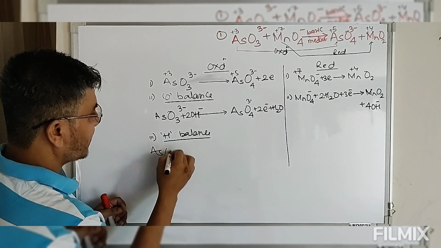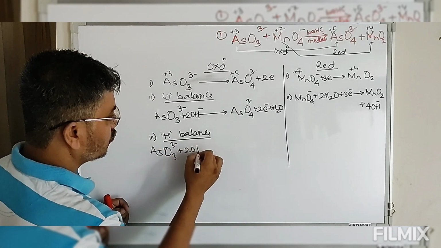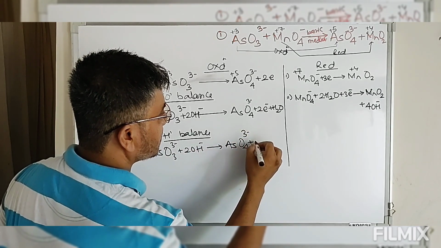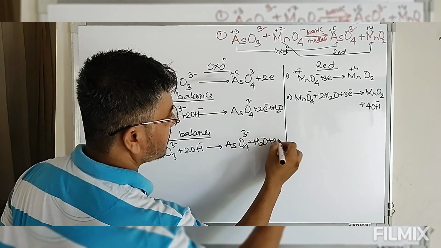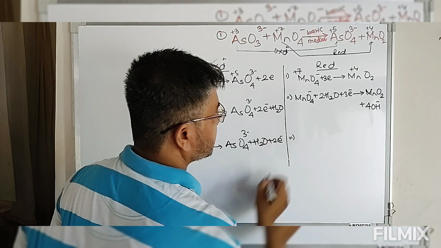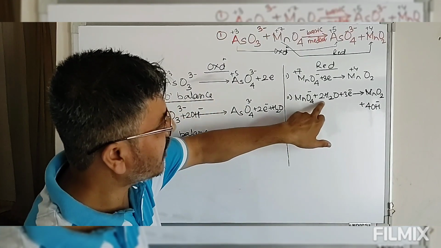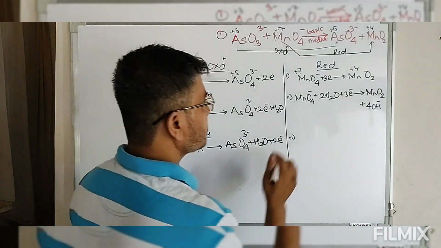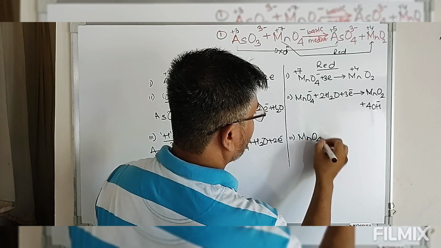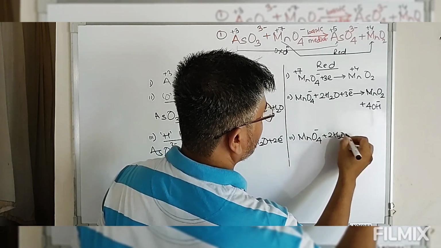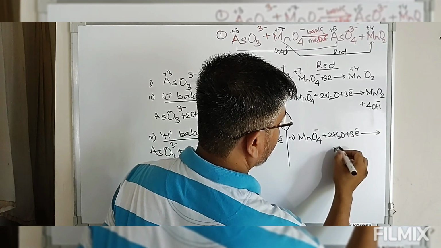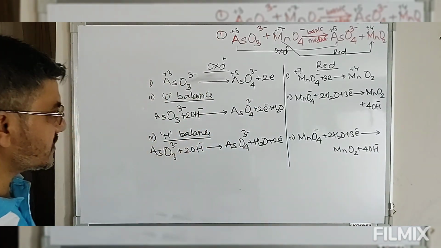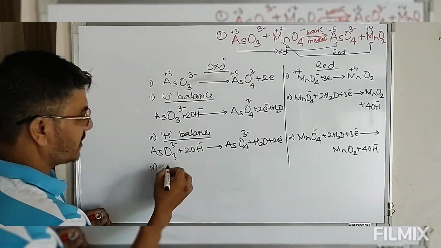So we have this AsO3 3 minus plus 2OH minus. This gives you AsO4 3 minus plus H2O plus 2 electron. Let's take this. We have 4 hydrogen on left side, we also have 4 hydrogen, so no need to balance hydrogen. So we have, look at this, MnO4 minus plus 2H2O plus 3 electron gives you MnO2 plus 4OH minus. So after this hydrogen balance, next step is electron balance.